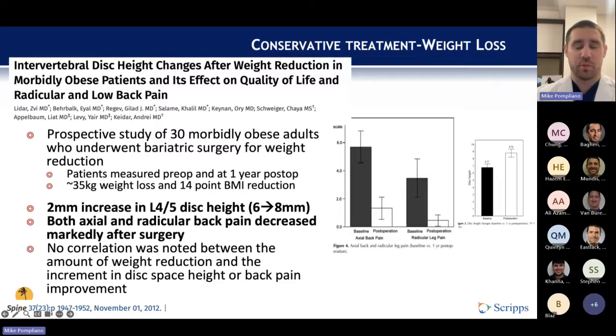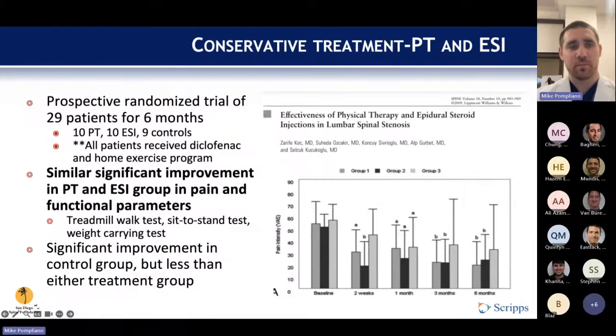With respect to weight loss, this was a prospective study on morbidly obese patients looking at their disc height after bariatric surgery for weight reduction. Patients were measured both pre-op as well as at 1 year, and they found a 2 millimeter increase in L4-5 disc height, from 6 to 8 millimeters. Both axial and radicular back pain decreased markedly after surgery, though there was no correlation between the rate of weight reduction and the increment in disc height or back pain improvement. But this is still pretty good evidence that weight loss can actually improve symptomatic control, and it's not just something we talk about frequently.